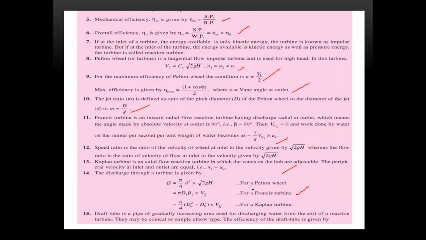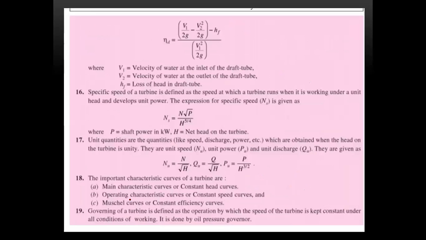Draft tube అంటే ఏంటి? It is generally used for increasing the area used for discharging the water from the exit of the reaction turbine, right? So this is the formula for the draft tube. Yes, draft tube formula. Okay.